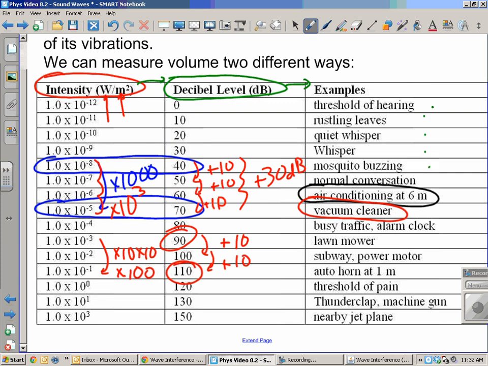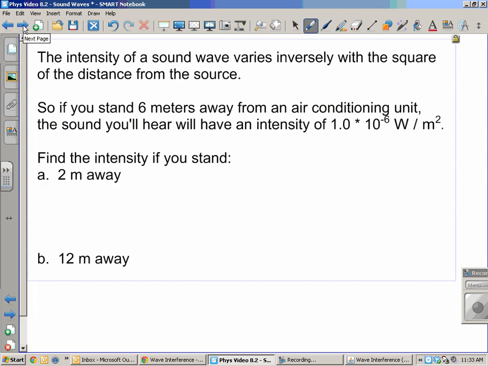There are two ways to measure volume: by intensity or by decibel level. As either of those things go up, it means your volume is going up. Now, the intensity, the volume of a sound, varies inversely with the square of the distance from the source. In English, what that means is the farther away you are from a sound, the less loud it seems to be.